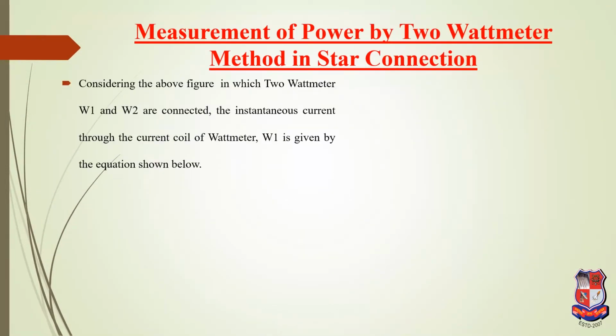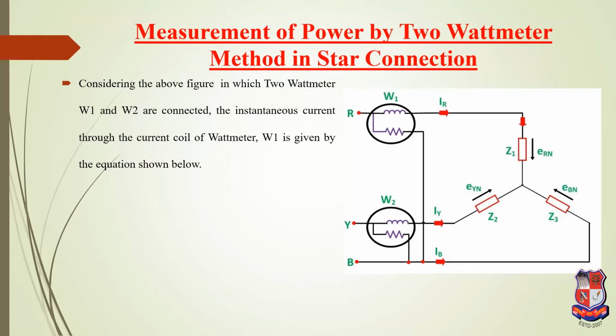So this is the diagram. In this diagram, for wattmeters W1 and W2, the current coil of W1 is connected with the R line, R phase, and the current coil of W2 is connected to the Y phase. The potential coils of the first and second wattmeters are connected to the B phase. The potential coil of the first wattmeter is connected to the B phase, similarly the potential coil of the second wattmeter is connected to the B terminal. That means the current coils are separately connected to the R phase and Y phase, but the potential coils are connected to the common point, that means the B phase.